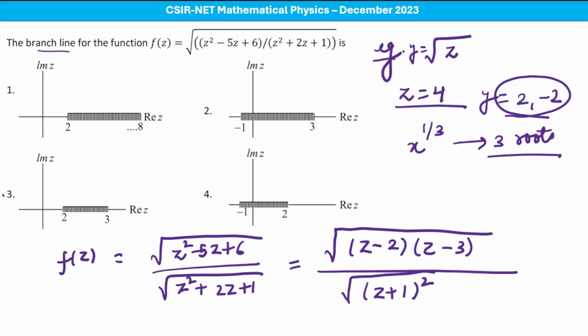So the third option is correct. The question can confuse you by giving this option, so it is joining minus 1 and 3. But you have to be careful that z equals minus 1 is actually a singular point.